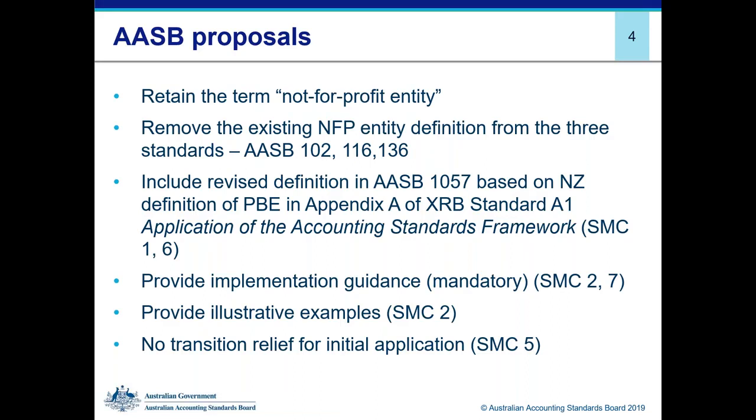The board considered where to include a revised definition in the standards. There were a number of choices. It could be in AASB 1053, which is the standard addressing the application of tiers of accounting standards. Potentially a separate standard altogether, but the board's conclusion was that it would be appropriate to include in 1057, which is the application of Australian accounting standards standard.